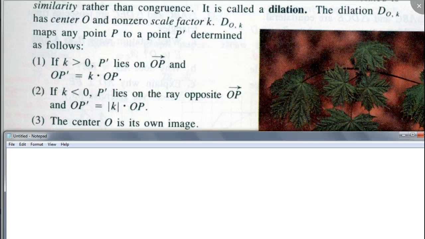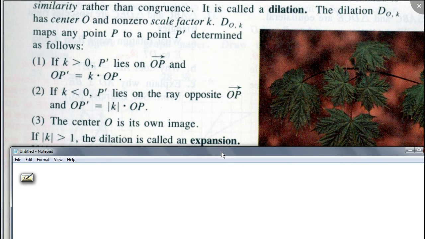Number 3. Yeah, number 3 is obvious. Just like rotation, if the point is on the point of rotation, it doesn't move. Same thing for dilation. If the point is on the point of dilation, it's going to stay at the same place, even if you dilate, okay? And also, I should say, if the absolute value of k is greater than 1, the dilation is called expansion.